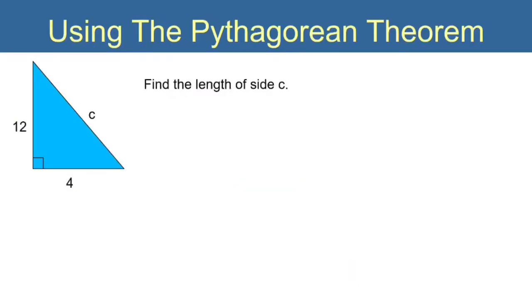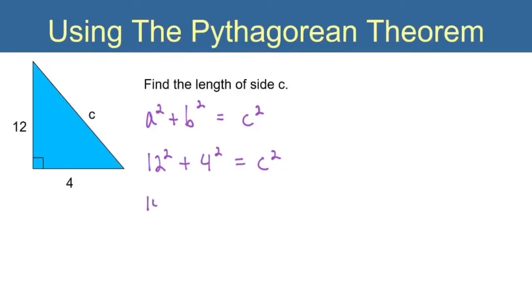So let's look at an example here. Here we're looking for the length of side C. C, of course, is the hypotenuse. That means we will be adding squares. So first, let's get the Pythagorean theorem, and then let's plug in our two known sides. As I mentioned before, it does not matter which of these you call A and which you call B. So I'm just going to write 12 squared plus 4 squared equals C squared.